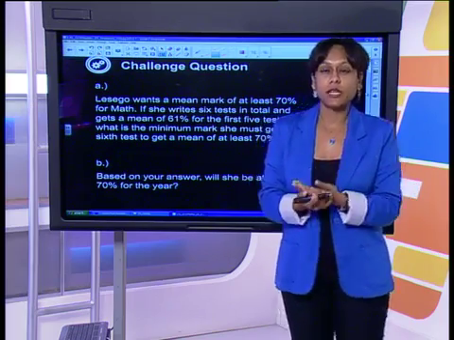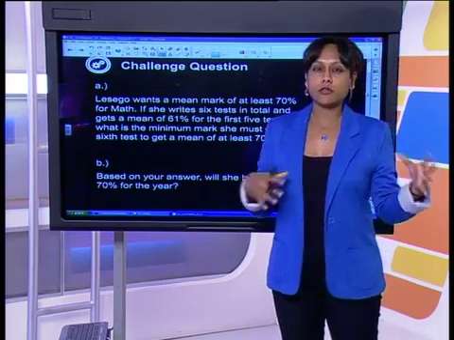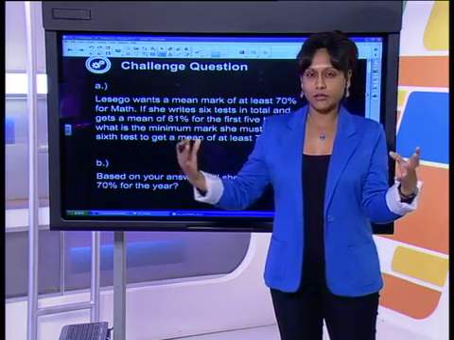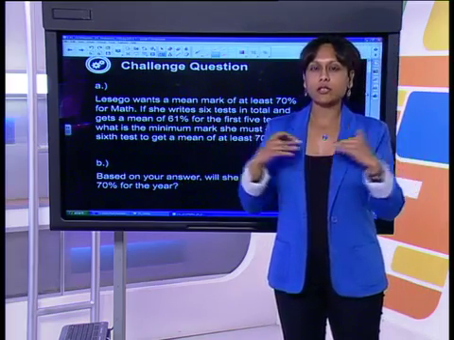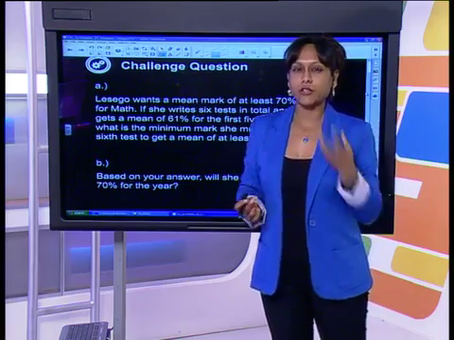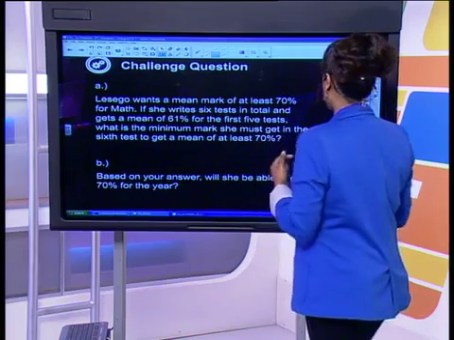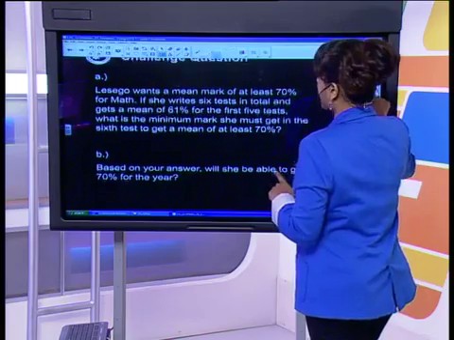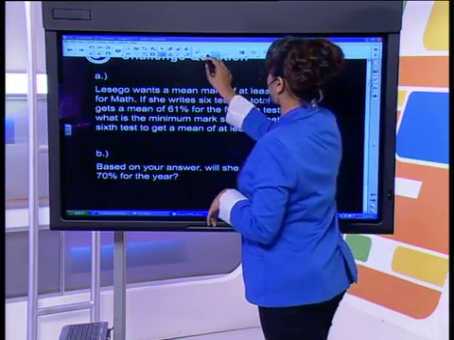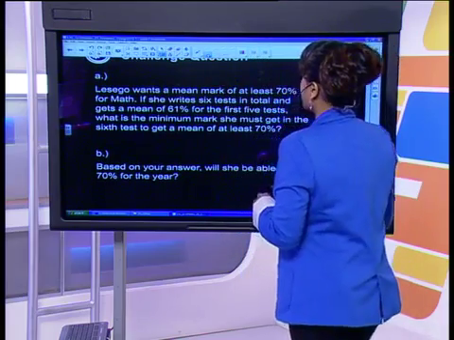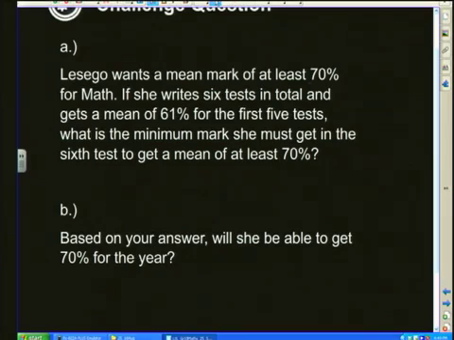Here we're dealing with mean marks. Remember, your mean is where you take all of the values in your data set and you divide it by the number of values in that data set. Okay, but the way it's phrased is what makes it a challenge question. Okay, Lesego wants a mean mark of at least 70% for math. So she wants 70% for math, right? She writes 6 tests in total. So including maths, it's 6 tests.